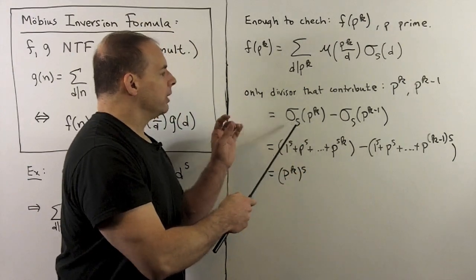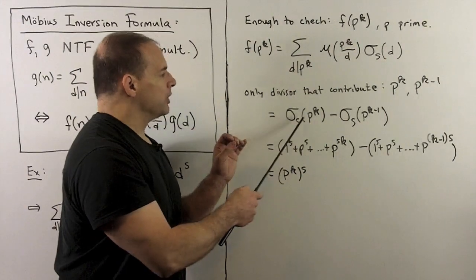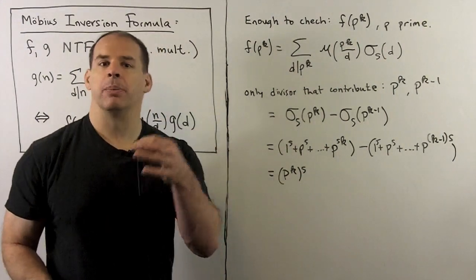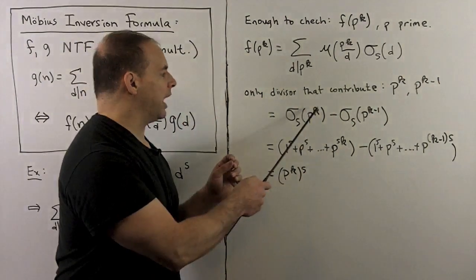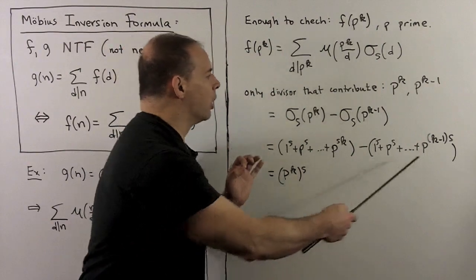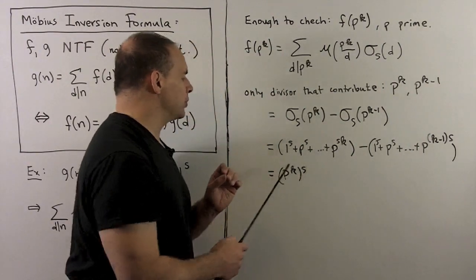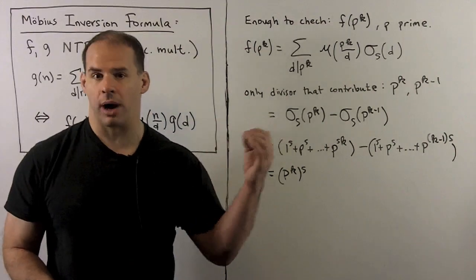If we write out the sum of our divisors to powers, what do we have? Well, this is p to the k with p a prime. So just a sum over the powers of p up through k. When we take the difference, all terms go away except for the last term, which is p to the k to the s power. That's our n to the s as promised.